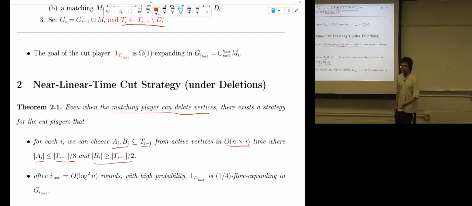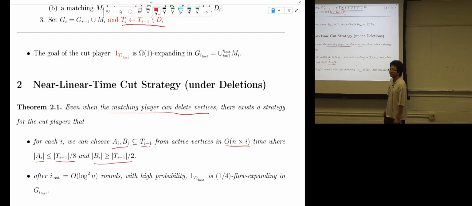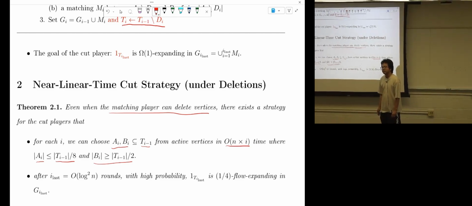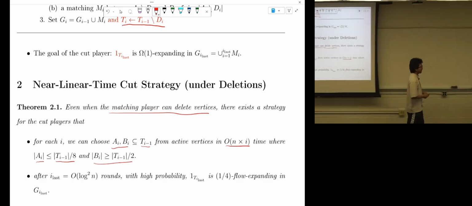Just to clarify on the last part, you said we're only looking at the active vertices for expansion, but we still consider the edges that go from active vertices to inactive vertices? Yeah, that's fine. The expansion of the active set just means you can route flow between active vertices, but the flow can use the non-active part. Yeah, exactly.